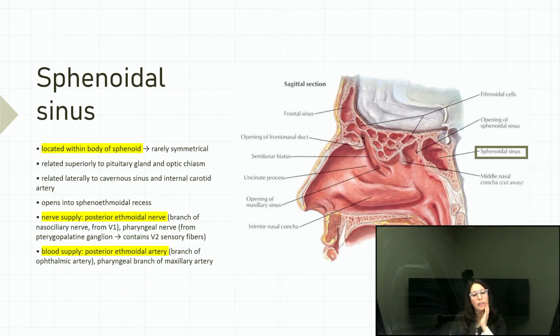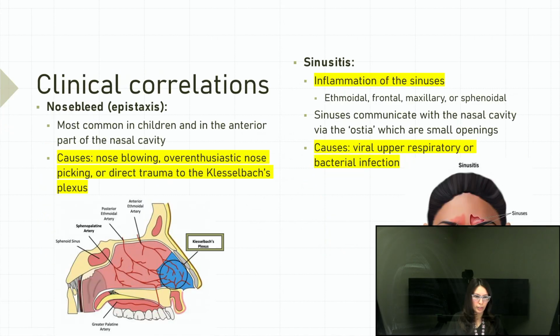And then the sphenoidal sinus, which is more posterior. If you notice, more posterior and inferior to the pituitary gland in anatomical location. So it is located within the body of the sphenoid. And the nerve supply is going to be the posterior ethmoidal nerve, and blood supply the posterior ethmoidal artery.